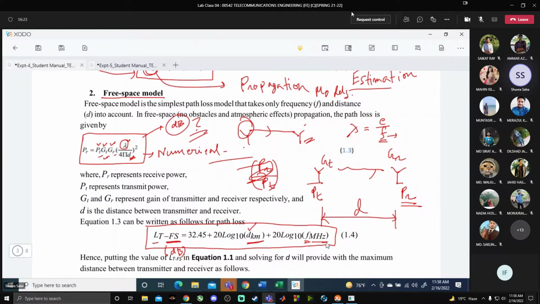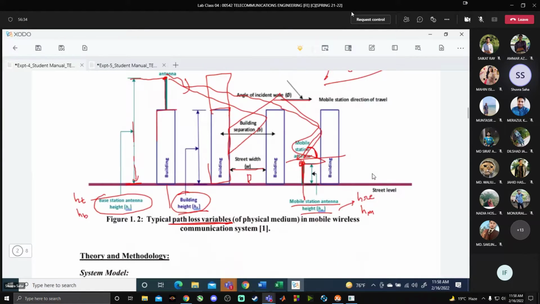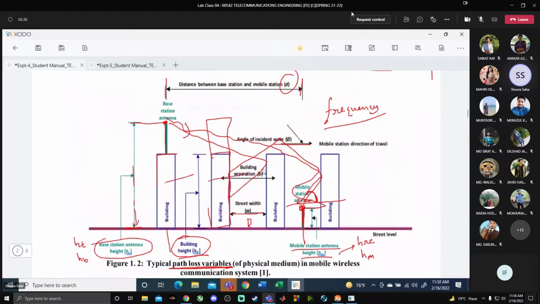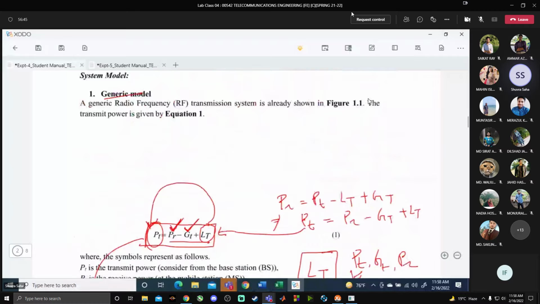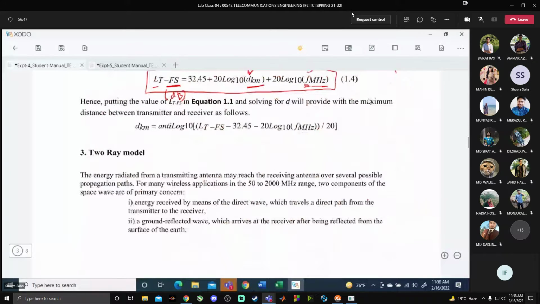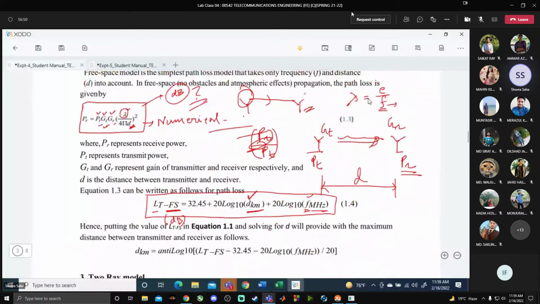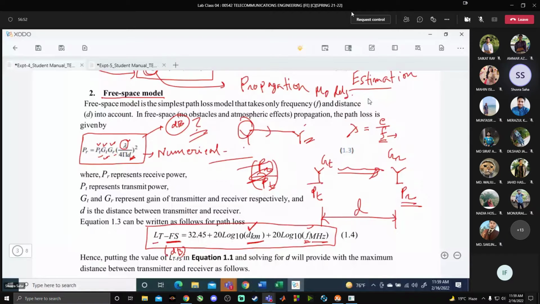Now, if you see, the only two factors or path loss variables are distance and frequency, because we are considering free space between the transmitter and receiver, and these obstacles are not there. We are not considering these. So these parameters are not there in this equation. Okay? Only distance and frequency. Any question from the free space model? We have completed the free space model. Any questions from this?